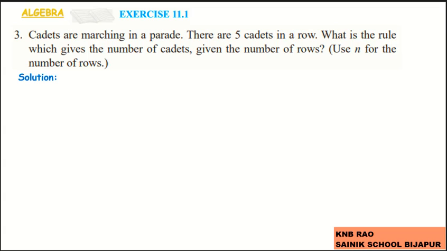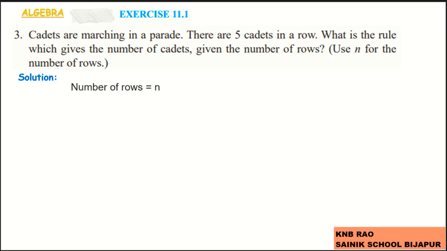Cadets are marching in a parade. There are 5 cadets in a row. What is the rule which gives the number of cadets given the number of rows? Use n for the number of rows.